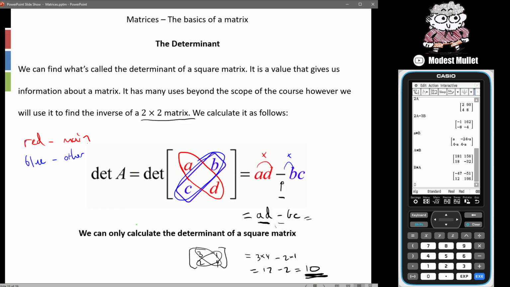Because we're using diagonals, we can only calculate the determinant of a square matrix. So again, this locks us into a 2 by 2. Technically, there's ways to calculate it for 3 by 3, 4 by 4, but we're not going to do that. It gets really, really tedious. We're just going to stick to 2 by 2s. So main diagonal, take away the other diagonal.